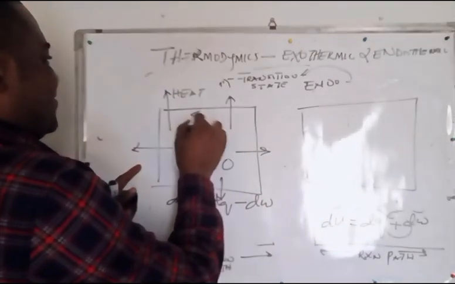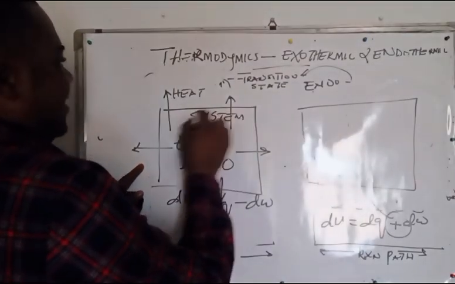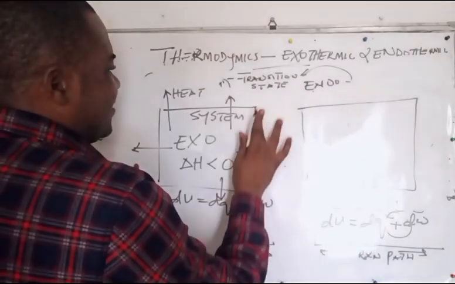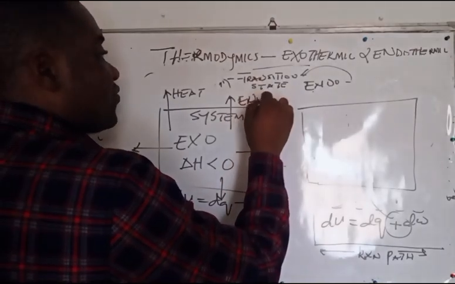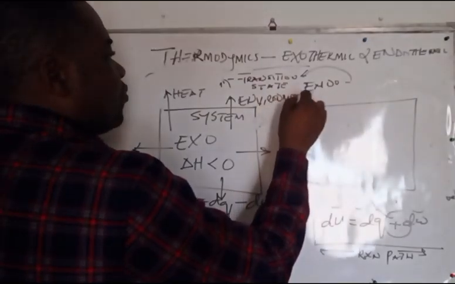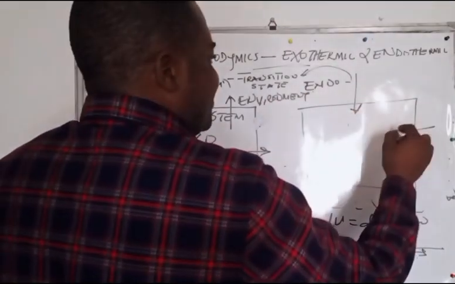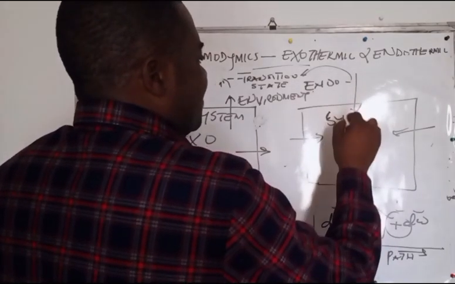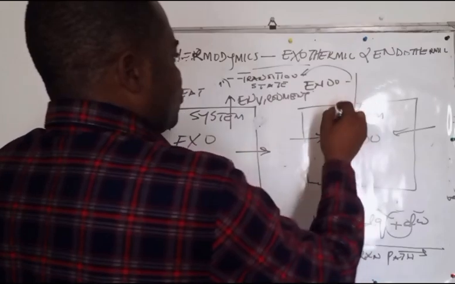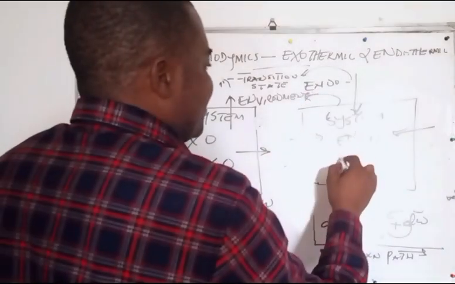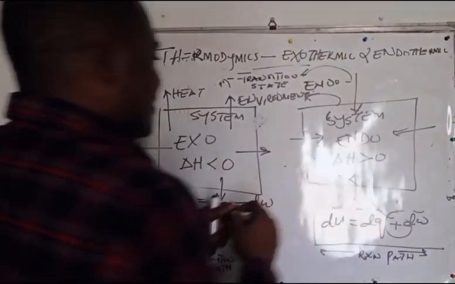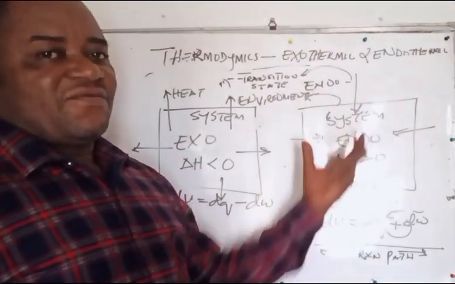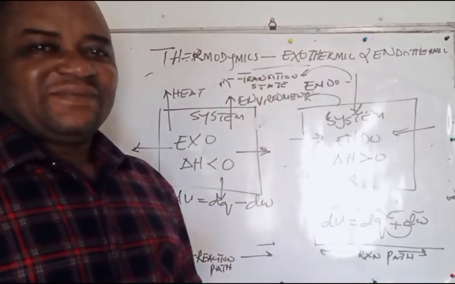Alright, this is your system, and of course, this is your environment. The outside here is your environment or your surrounding, depending on how you want to call it. And then here, we are having heat coming into the system. So this is endothermic. So this is your system, and this is also your environment or surrounding. So here, the heat change is greater than 0. That is why, of course, in endothermic reaction, the system gathers more heat than the environment to perform its duty.